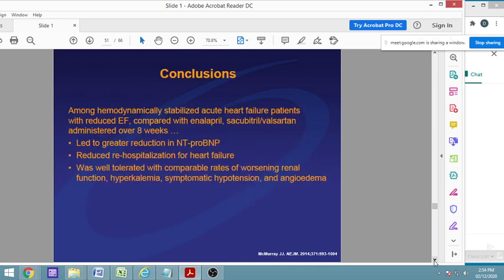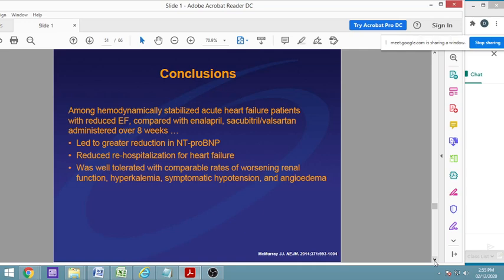And what was concluded from that: among hemodynamically stabilized acute heart failure patients with reduced ejection fraction, compared with enalapril, sacubitril and valsartan administered over 8 weeks produced a greater reduction in N-terminal pro-BNP, brain natriuretic peptide, which was reduced. This indicates that it is helping, because this is a biomarker of heart failure. So reduction means there is an improvement in the condition and the prognosis is good. Reduced rehospitalization for heart failure.